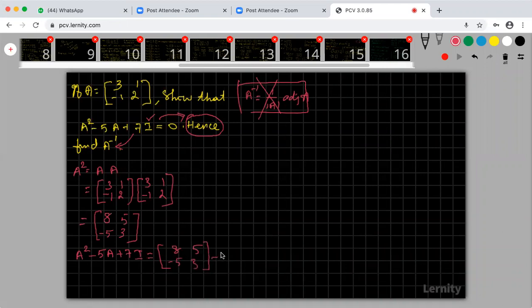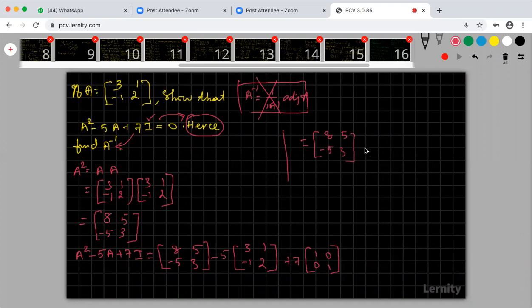Okay. Minus 5 times of A. What is A? 3 1 minus 1 2. Plus 7 times of I. What is my I? 1 0 0 1. Okay. So therefore the answer is, so A square is 8 5 minus 5 3.